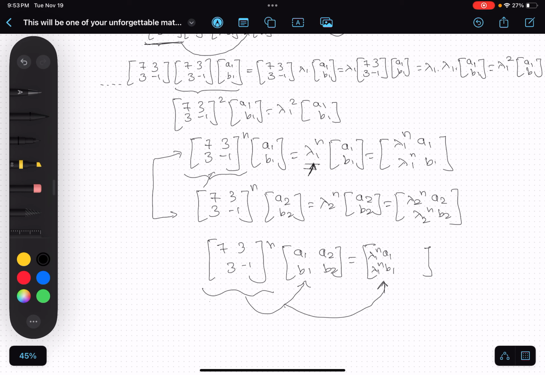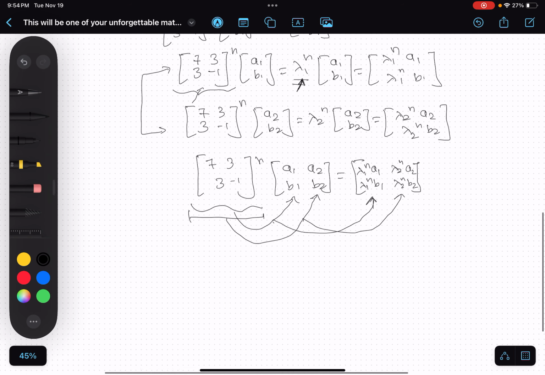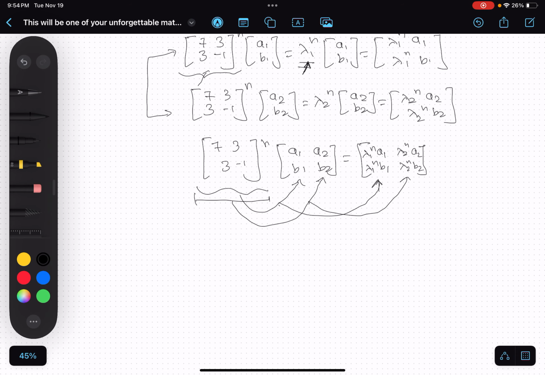Now when this matrix multiplies with the second column vector, this will basically give us the second column vector over here. And we know that when this matrix multiplies with a2 b2, the result is lambda 2 to the power n a2, lambda 2 to the power n b2, right? Okay guys, now I will just try to write this answer in a slightly different way.